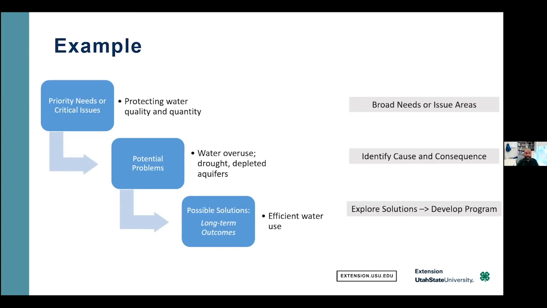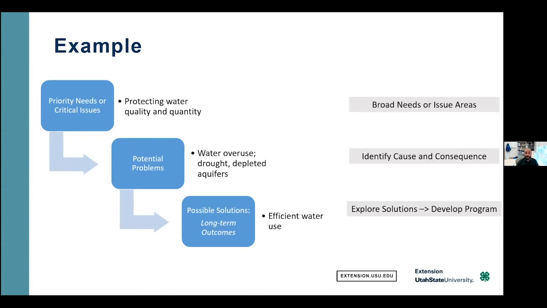So let's say we use an example of protecting water quality and quantity. There are so many different dimensions to that. If we take one part of it, we can say some of the possible causes could be water overuse. It could be depleted aquifers and those things that reduce water quantity. That's just one part of this big, broad problem. Then at that point, we start thinking about solutions. What can we do through our programming to address those problems? So that's why we move down from broad needs to identifying causes to exploring solutions, because those solutions that we come up with would be the main target or the main aim of the program.